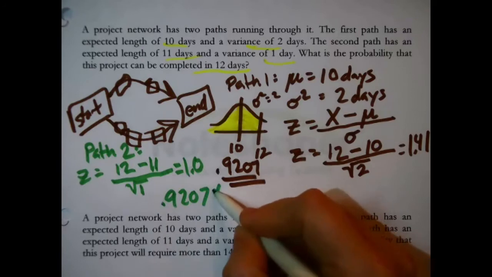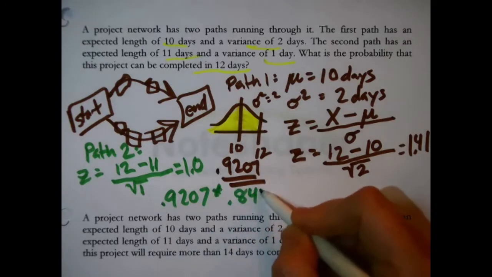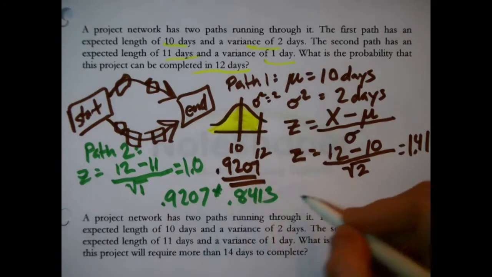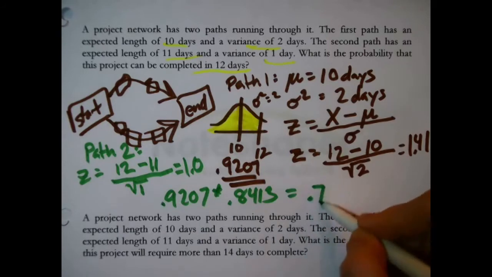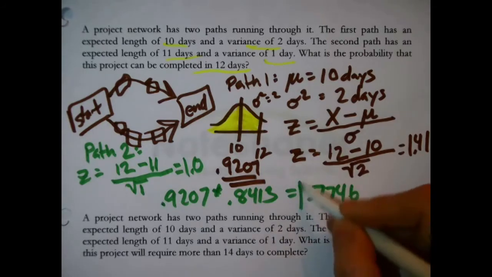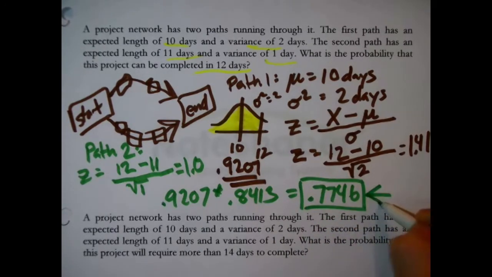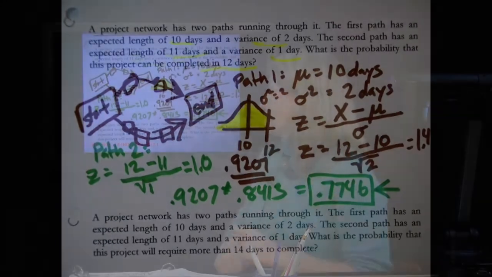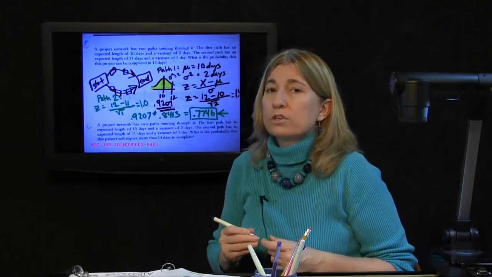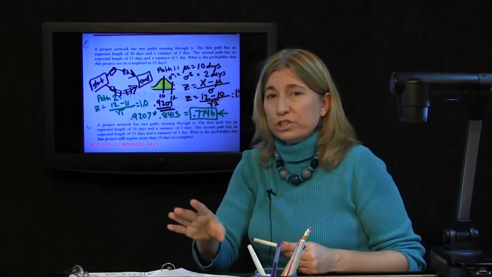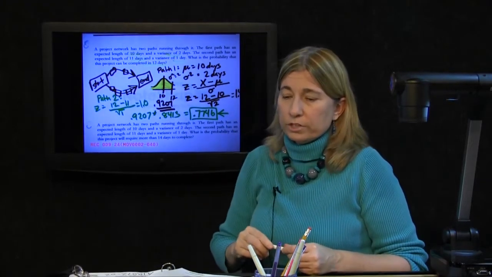0.9207 times 0.8413, right? The two individual probabilities, equals 0.7746. That's the answer to that particular question. Basically, there's about a 77% chance that you'll be done with that whole project inside of 12 days.